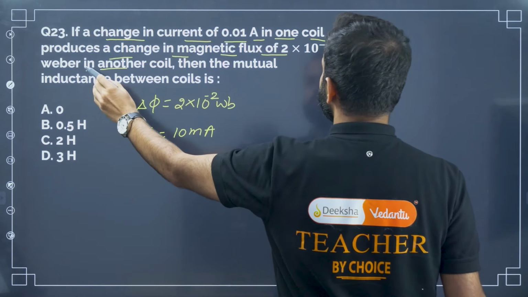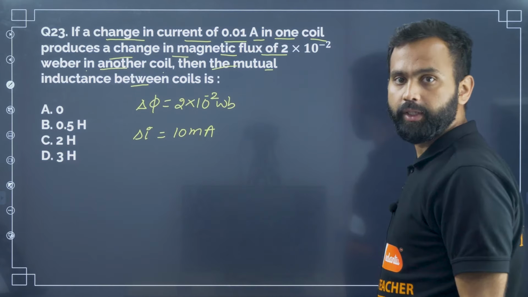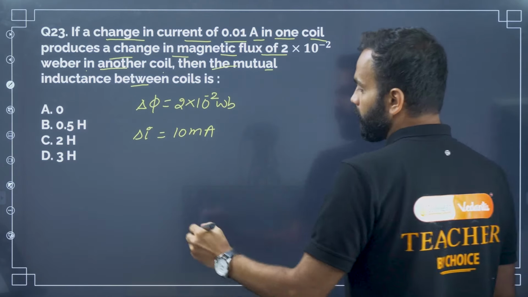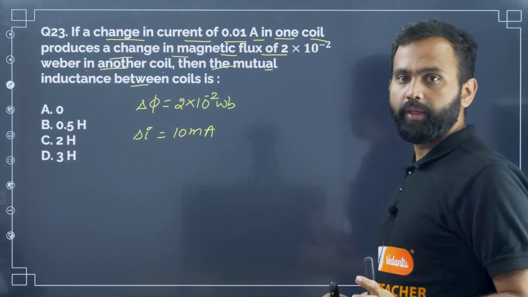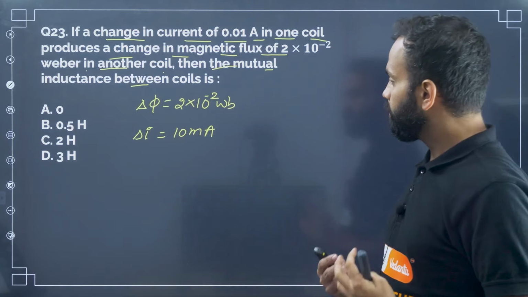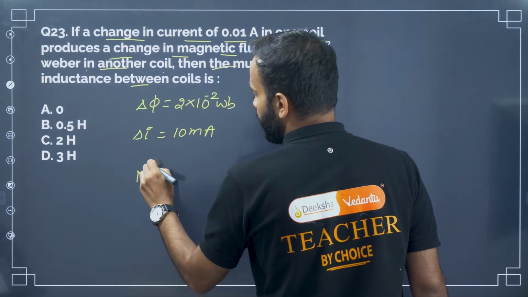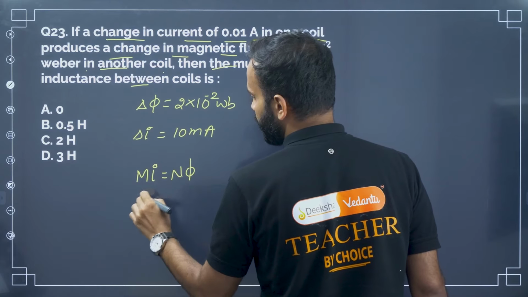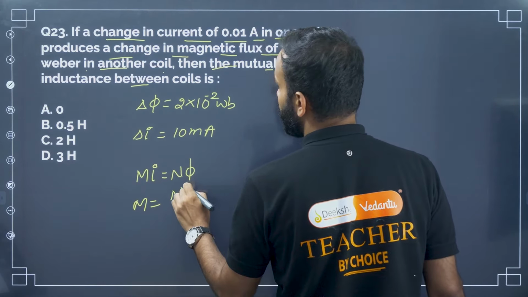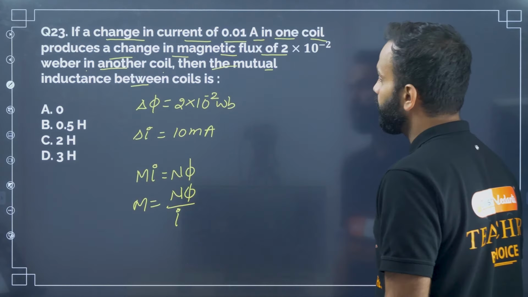Yeah, 2 into 10 to the power minus 2 Weber in another coil. Then we need to find the mutual inductance between the coils. We know the relationship between mutual inductance, current, number of turns and magnetic flux: M into I is equal to N into phi. So M equals N into phi divided by I.